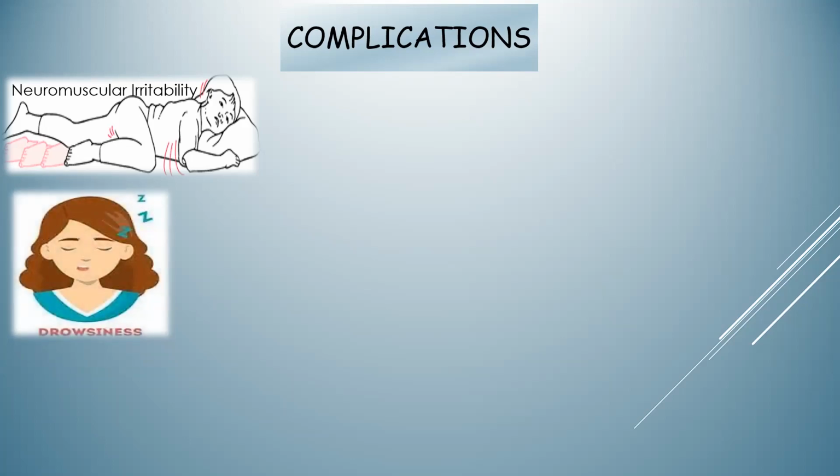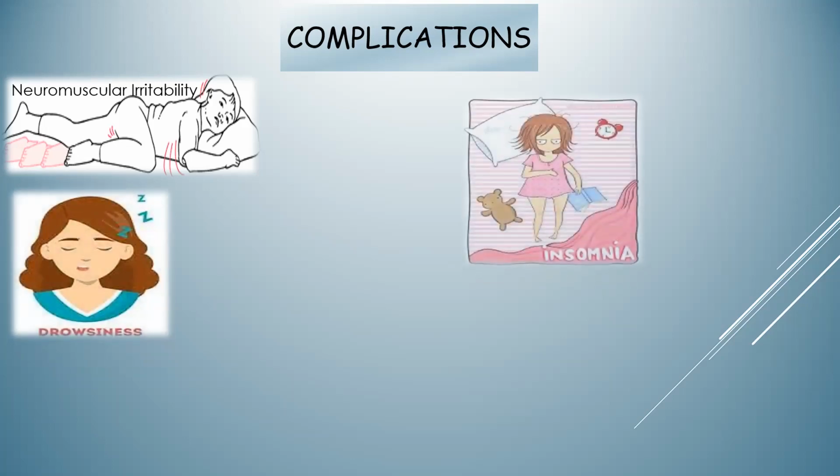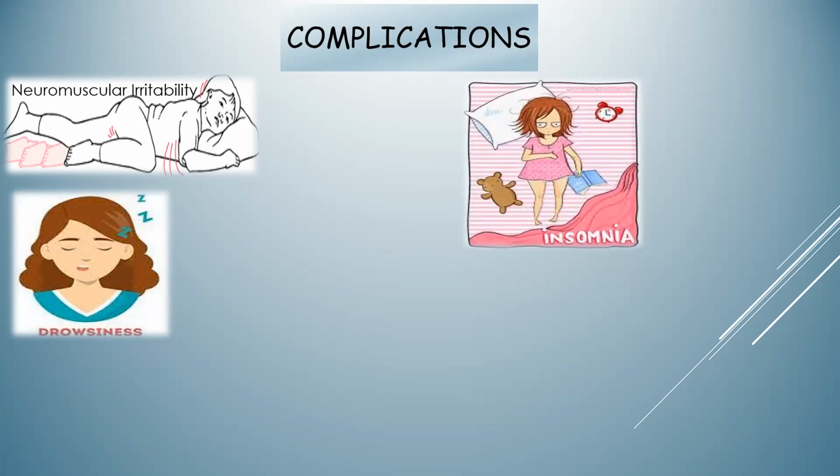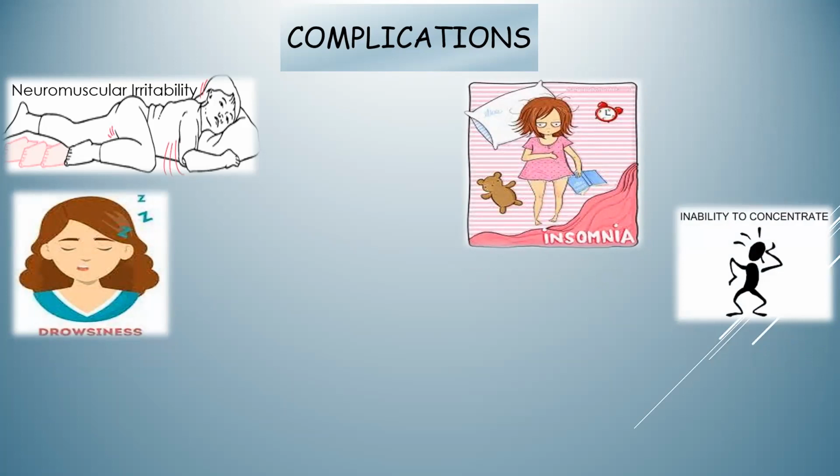Next, we have drowsiness, which means excess sleepiness. Insomnia, which means persistent problems in falling asleep at night. Inability to concentrate. When we do something, we are not able to concentrate or focus well on what we are doing. Seizures or epilepsy, the abnormal shaking of the body or a disorder in which the nerve cell activity in the brain is disturbed.